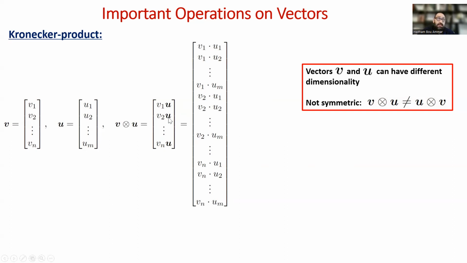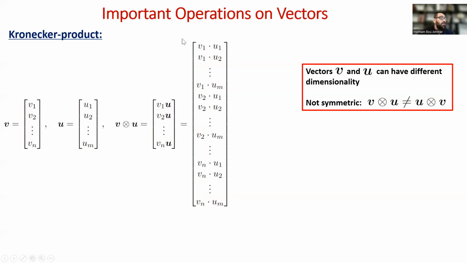v2 times u is the second part, so you take the second component again by the whole vector u, and you do that up to vn multiplied by the vector u. So the Kronecker product between two vectors is: the first component from the vector v multiplied by the whole vector u, the second component from v multiplied by the whole vector u, the third component multiplied by the whole vector u, up to the nth component multiplied by the whole vector u.